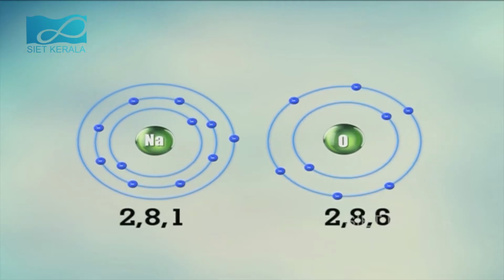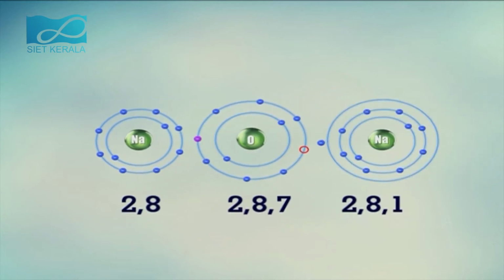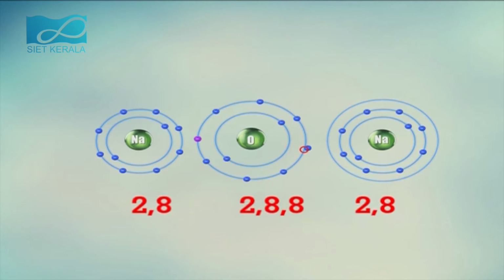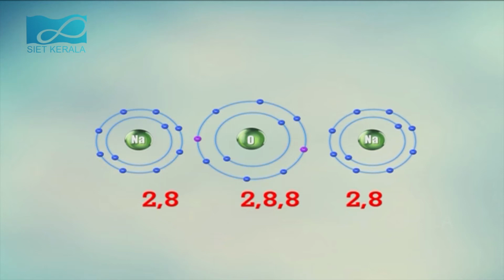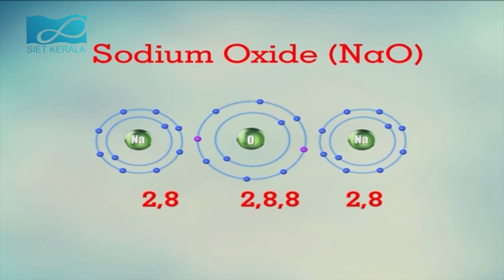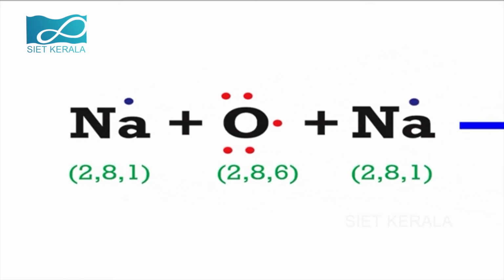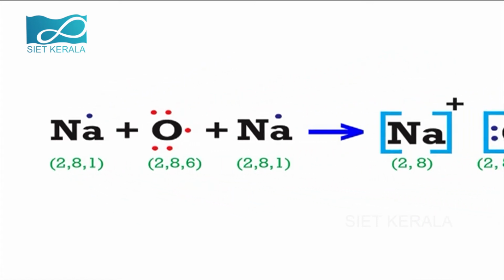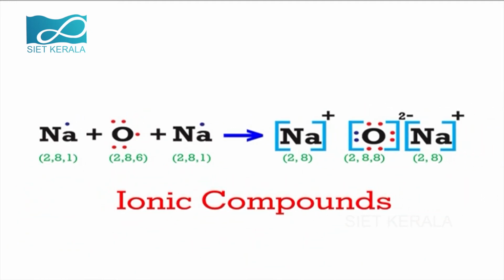If the sodium atom donates 1 electron, oxygen cannot attain stability by accepting this 1 electron. Oxygen needs 1 more electron. Here comes another sodium atom, and donates 1 electron to the oxygen atom. So, 2 sodium atoms and 1 oxygen atom are needed to form the compound, sodium oxide. Compounds formed by ionic bonding are called ionic compounds.